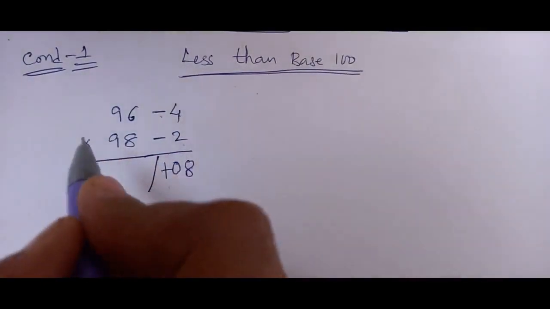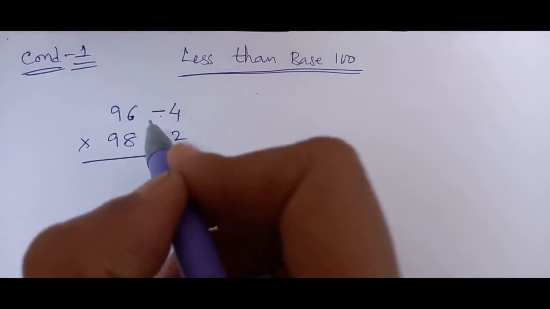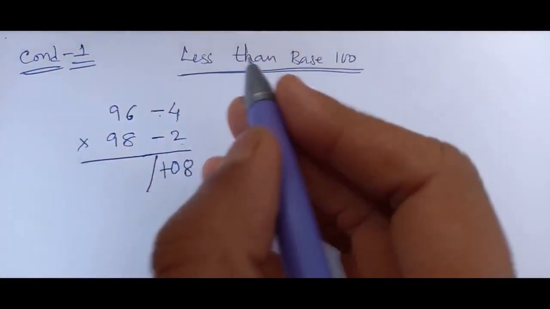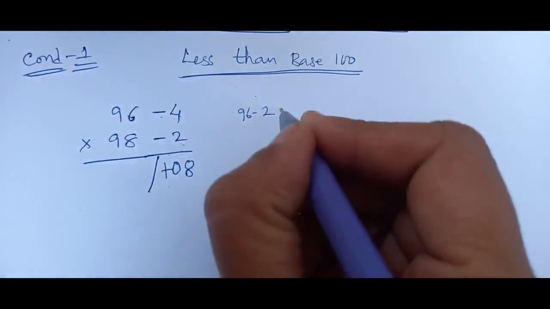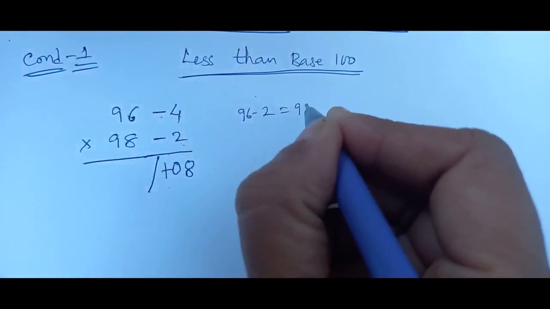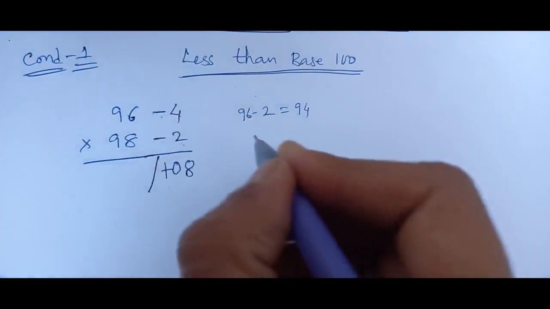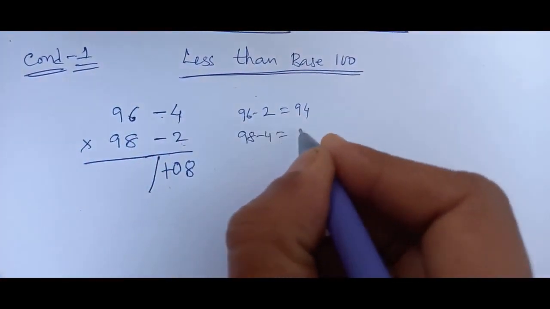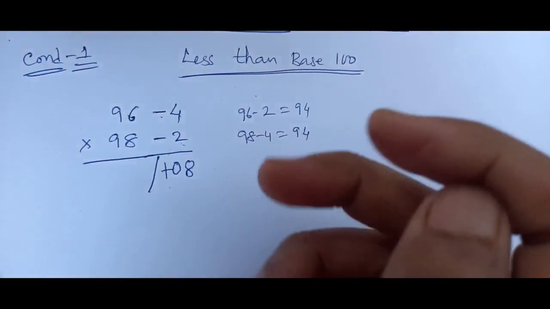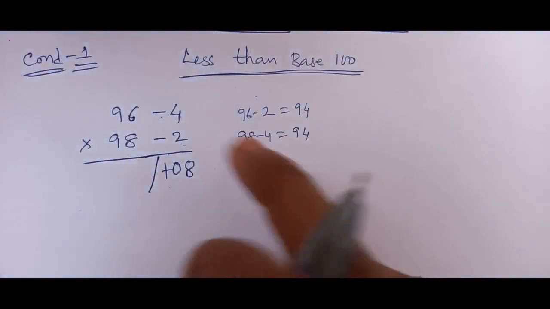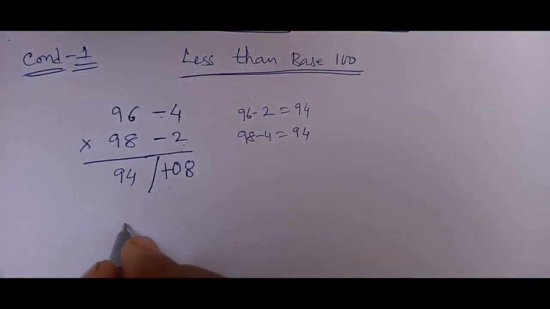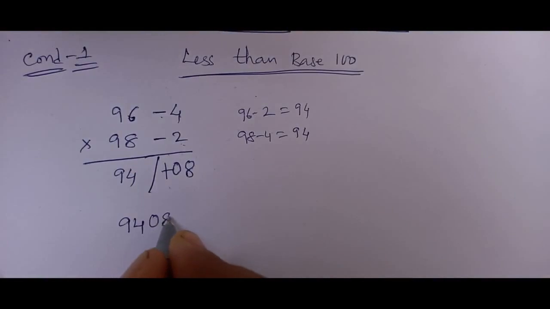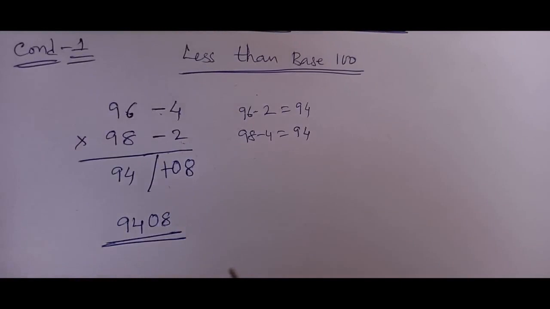Next, the left hand side part. You can obtain the number by subtracting 96 minus 2, that is 94, or 98 minus 4, that is 94. In both cases the answer is the same, so you can take any one. Write 94 here. So the answer is 9408. So simple, no? Let's take one more example.